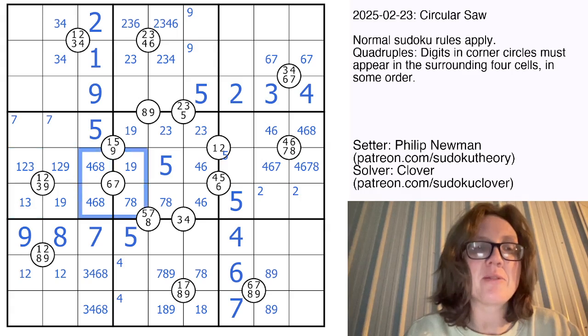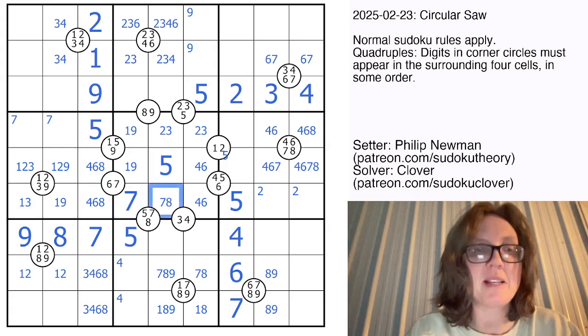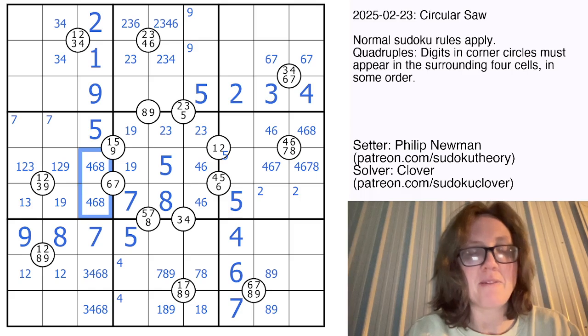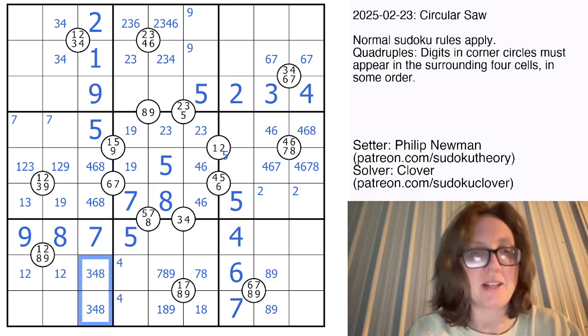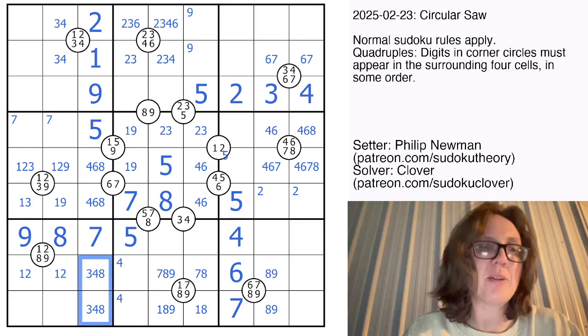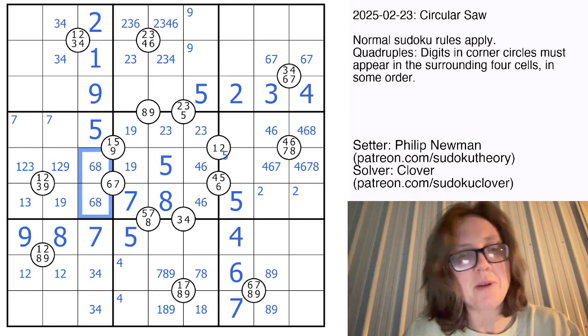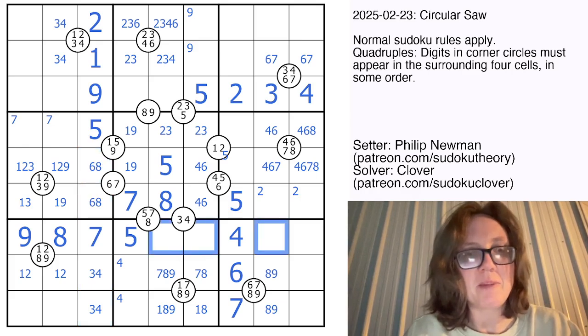I noticed that there's only now one place I could put a 7 around this particular quad clue, so that's going to be my 7 and that's going to be my 8. And I know that one of these has to be a 6 to fulfill the 6 part of that quad, so 6 can't go down here. And also I can't have an 8 down here. So that's going to be a 3-4 pair, and this is going to be a 6-8 pair. And I bet I'm going to be able to basically repeat that as I move around the grid.